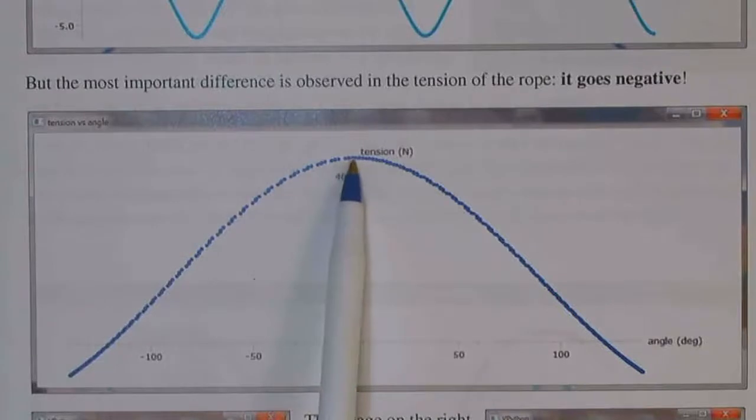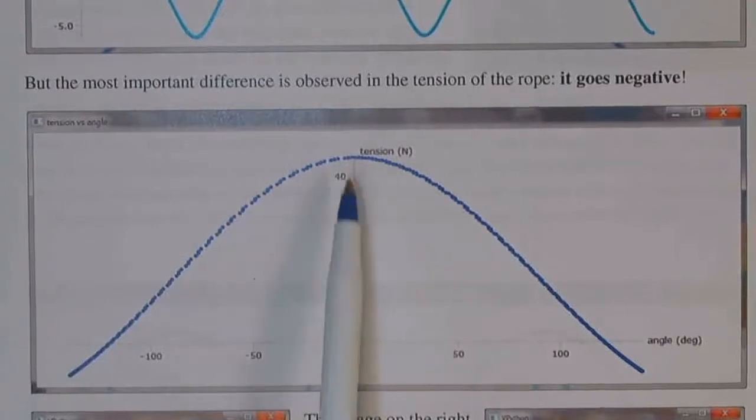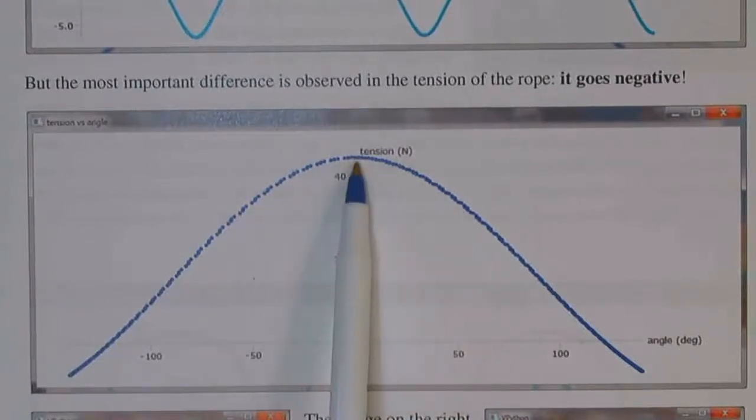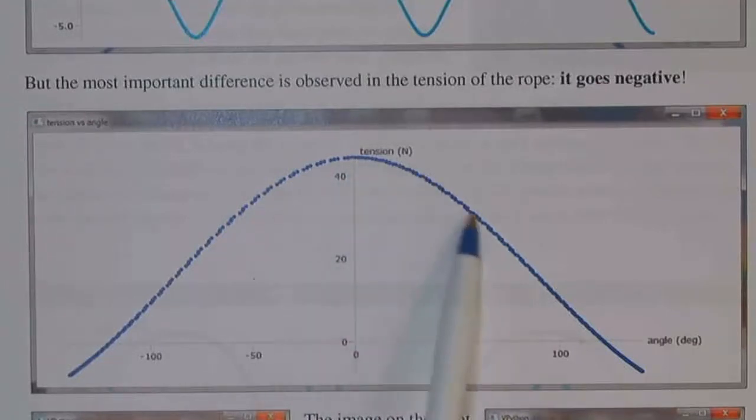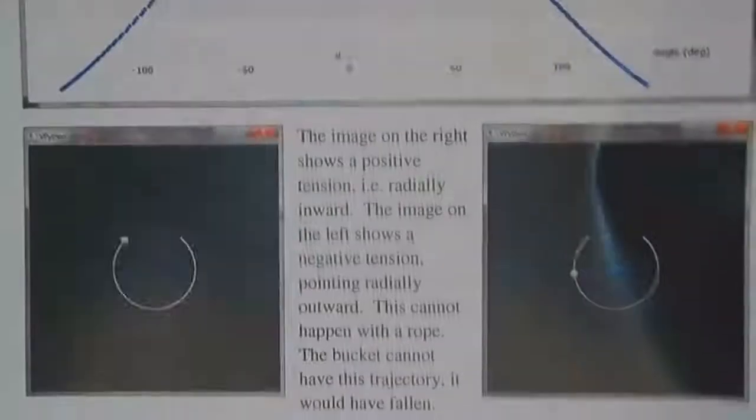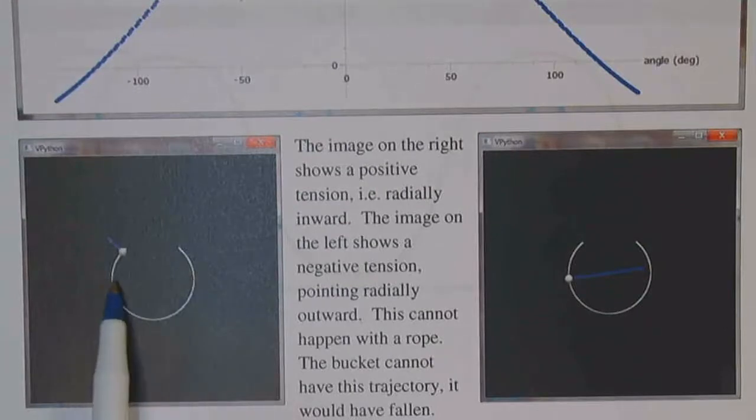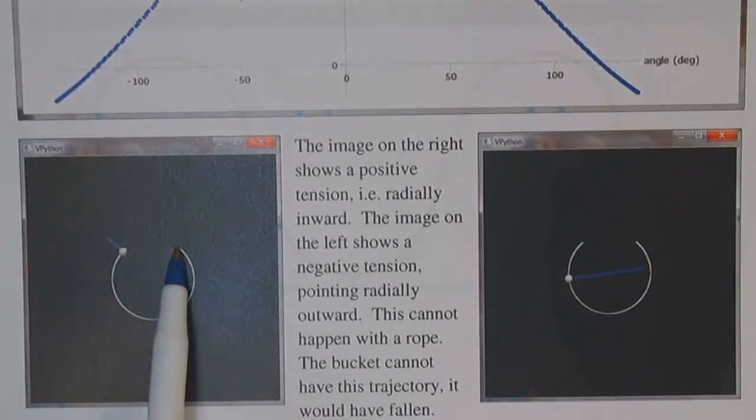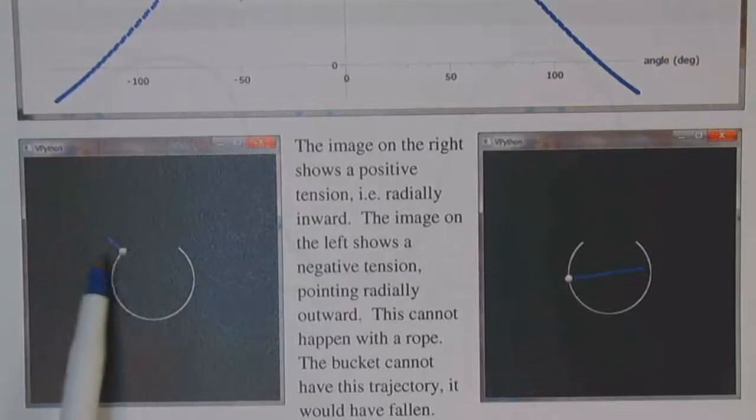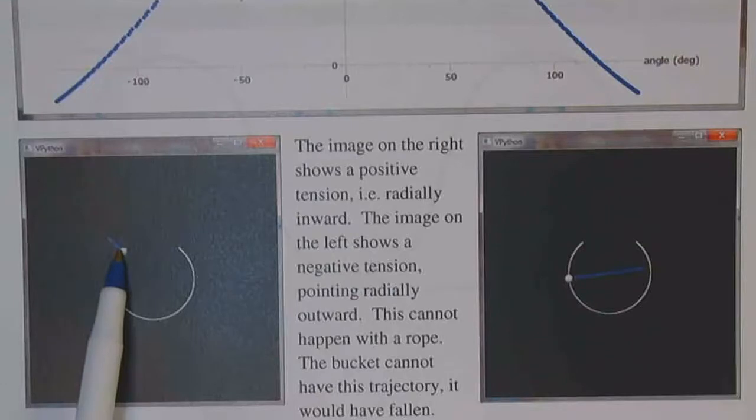So the tension down at the bottom at 0 angles is quite large, more than 4 times the weight of the bucket. But as we go out towards the edge, the tension actually goes through 0 and turns negative. So here is the trajectory. The bucket is swinging more than 90 degrees positive and more than 90 degrees negative. So the bucket is actually going up here, and the tension points in the opposite direction. The tension in the rope is pointing outward.